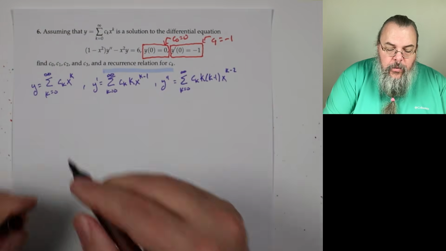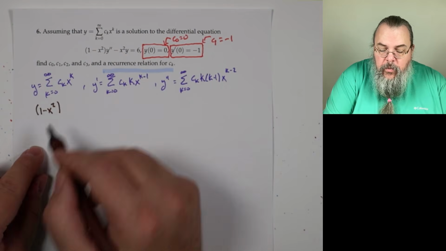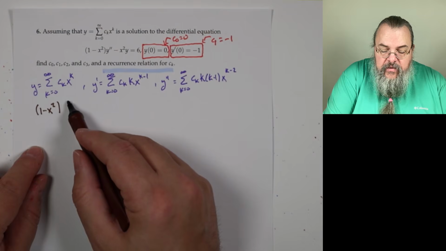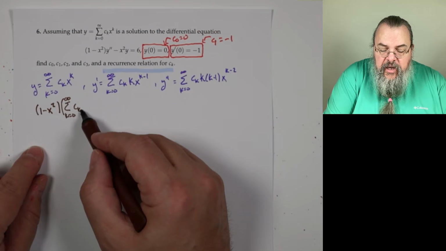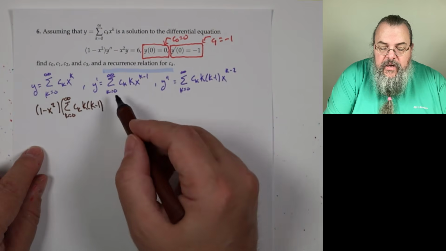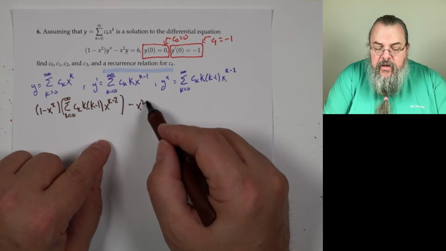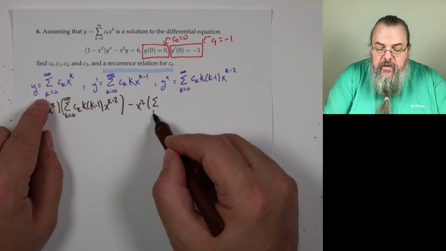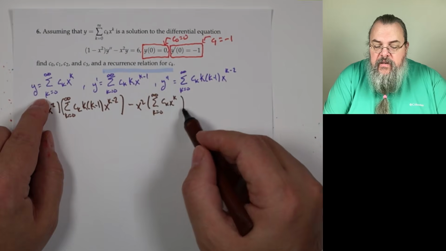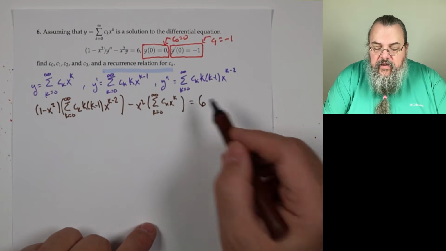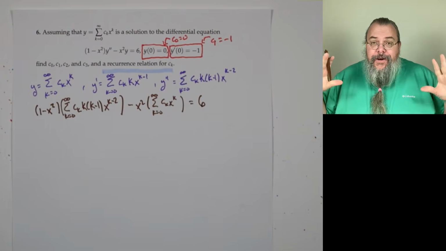Well, we get 1 minus x squared times y double prime, so that's the sum, k equals 0 to infinity, ck times k times k minus 1, x to the k minus 2, minus x squared times y, sum k equals 0 to infinity, ck x to the k, and all that equals 6. All right, now, here's our game plan.